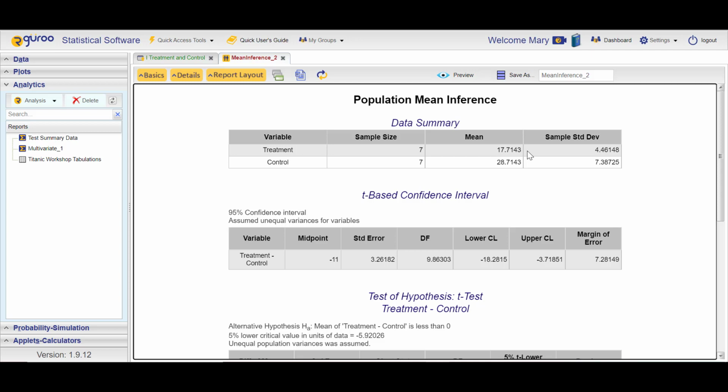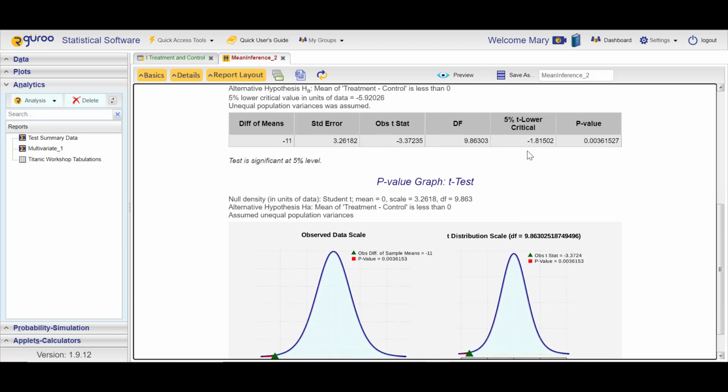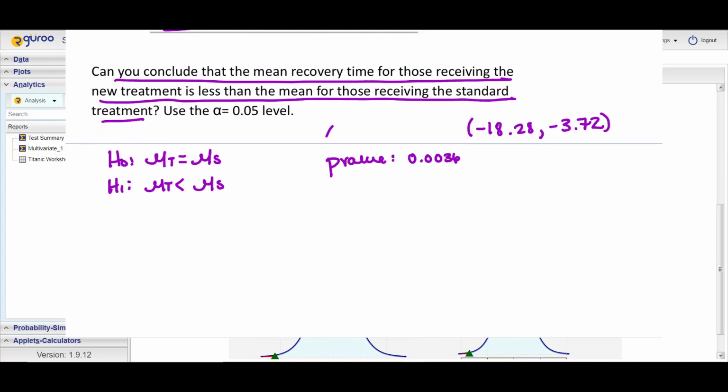All right, so confidence interval, I'm going to go ahead and write that up here on my screen. Negative 18.28 and negative 3.72. And then I'm going to write my p-value, which is 0.0036. Okay, and we are going to go back to the other screen here, and we're comparing that to 0.05. It is definitely less. If it's less, we reject the null.